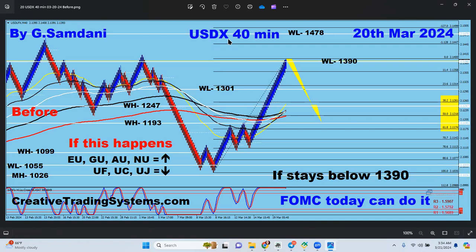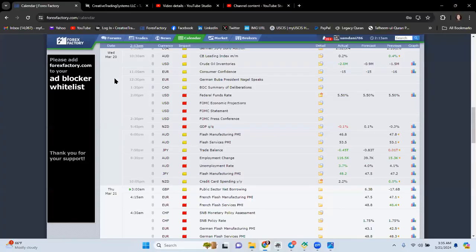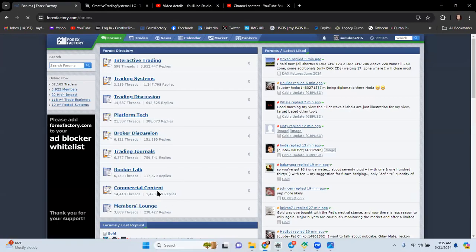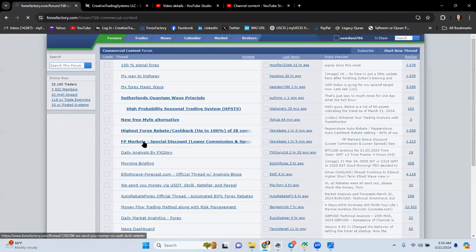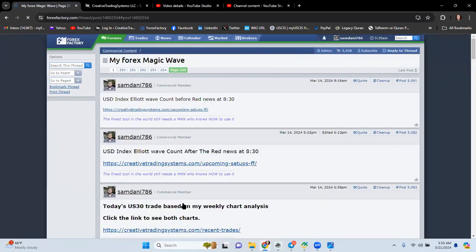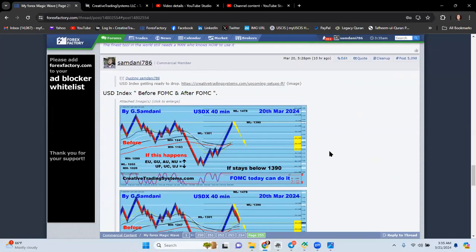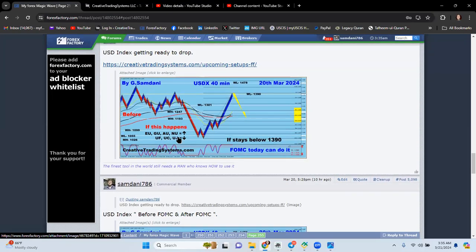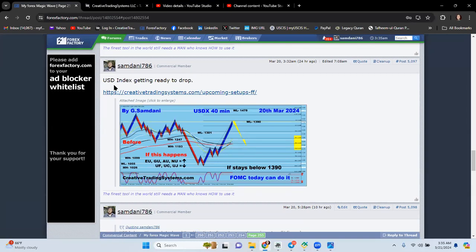Okay. You can see the US dollar index 40-minute chart on the 20th, this, and I even wrote that FOMC today can do this, right? And I even posted this on this forum here. Let me quickly go there. You see that? I posted that chart right there, that this can do that. USD index getting ready to drop, is going to drop here first, break that, and then drop a little bit more to this level, 61%. And FOMC can do this today. I just wrote that down, right?